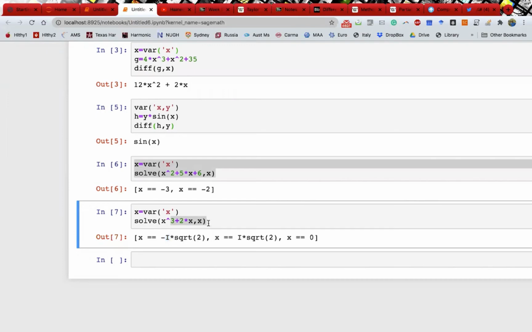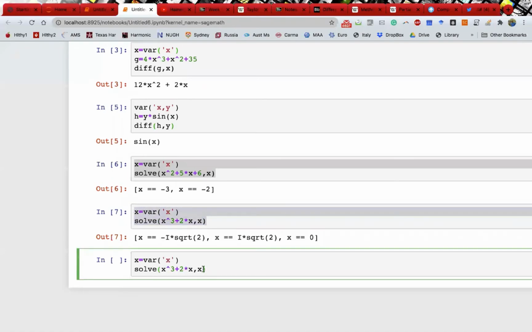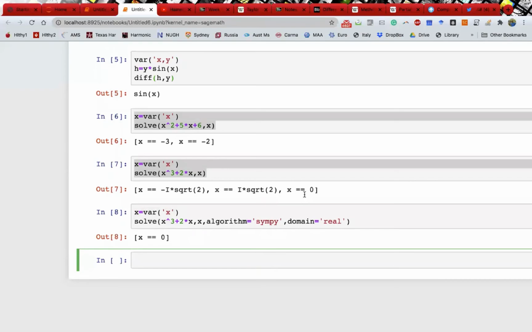But how could I get the real solutions? I can add this one, algorithm simplify. So I get just the real solutions.